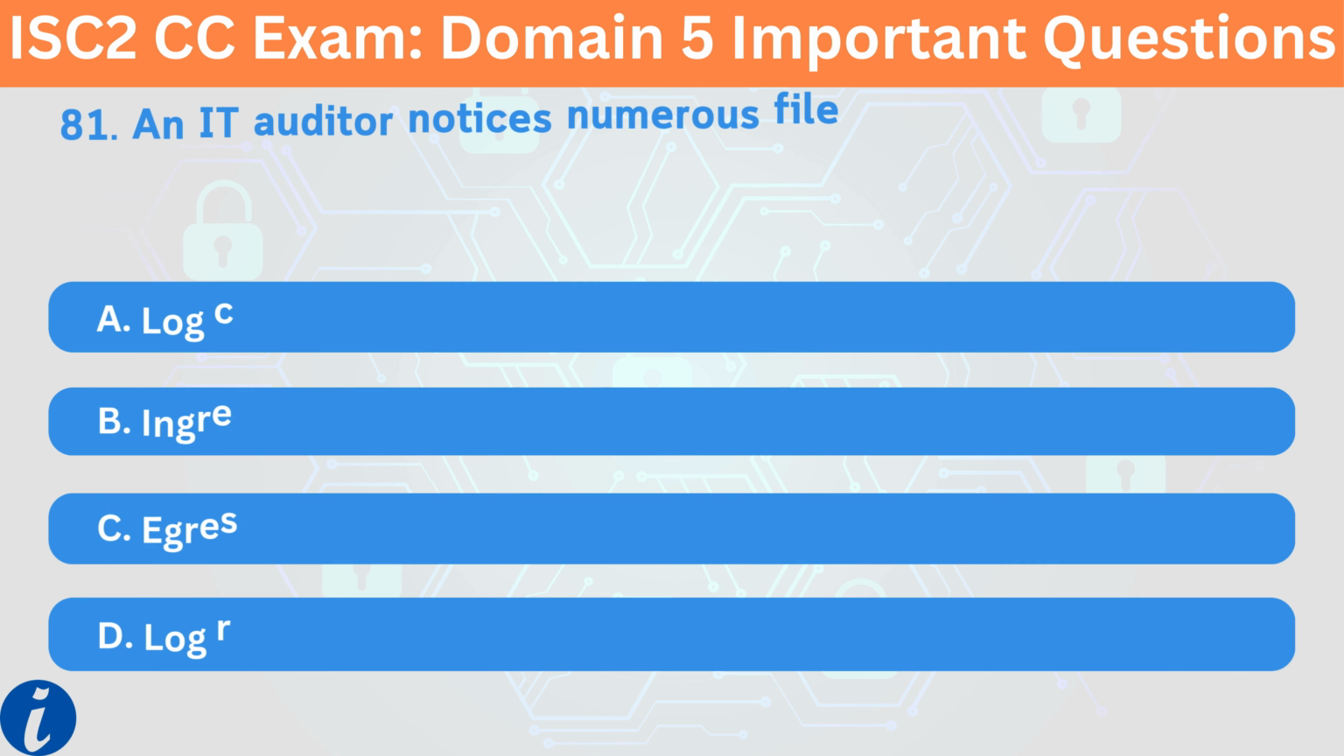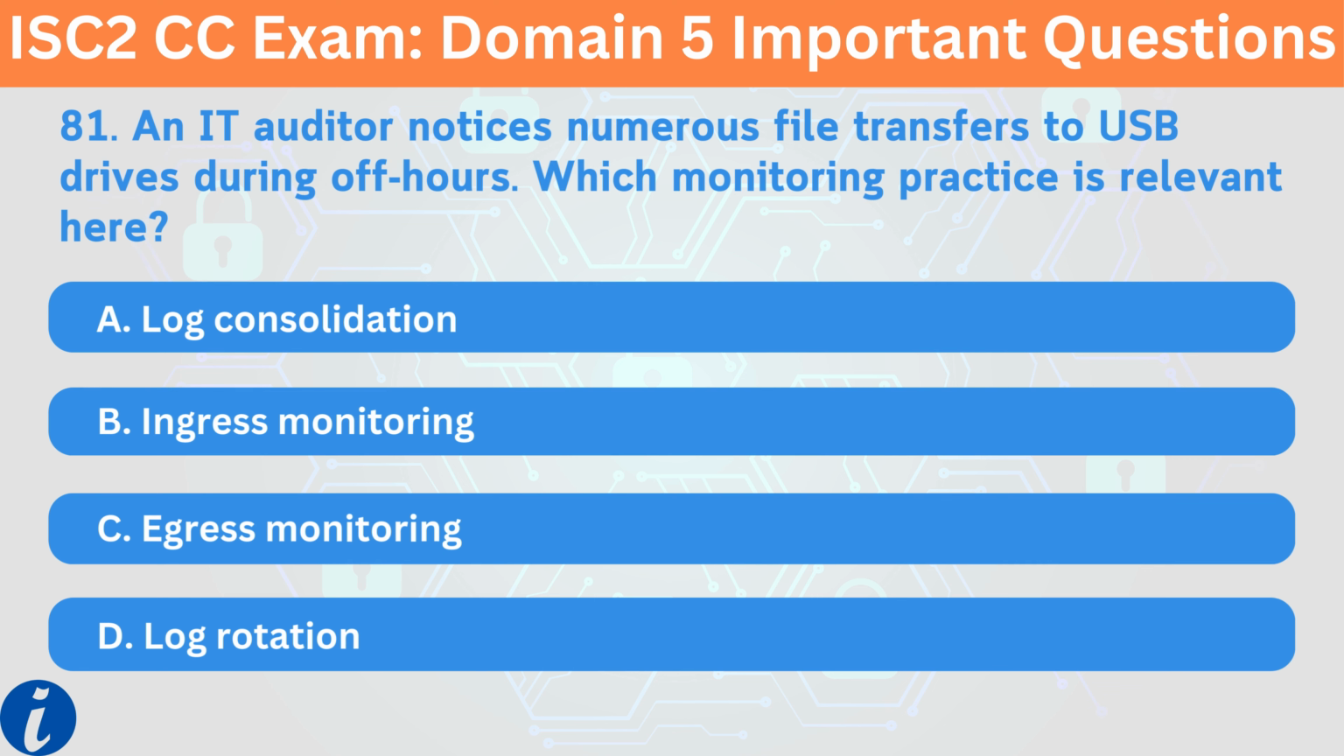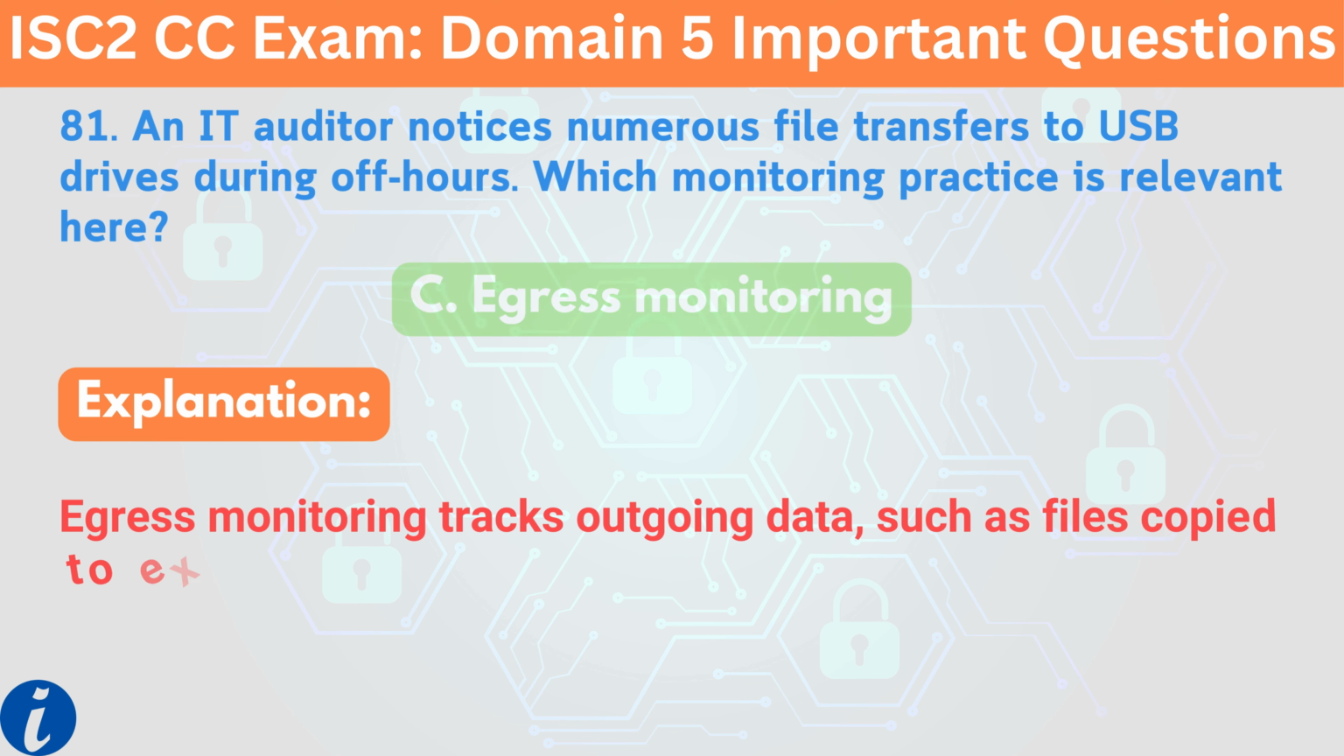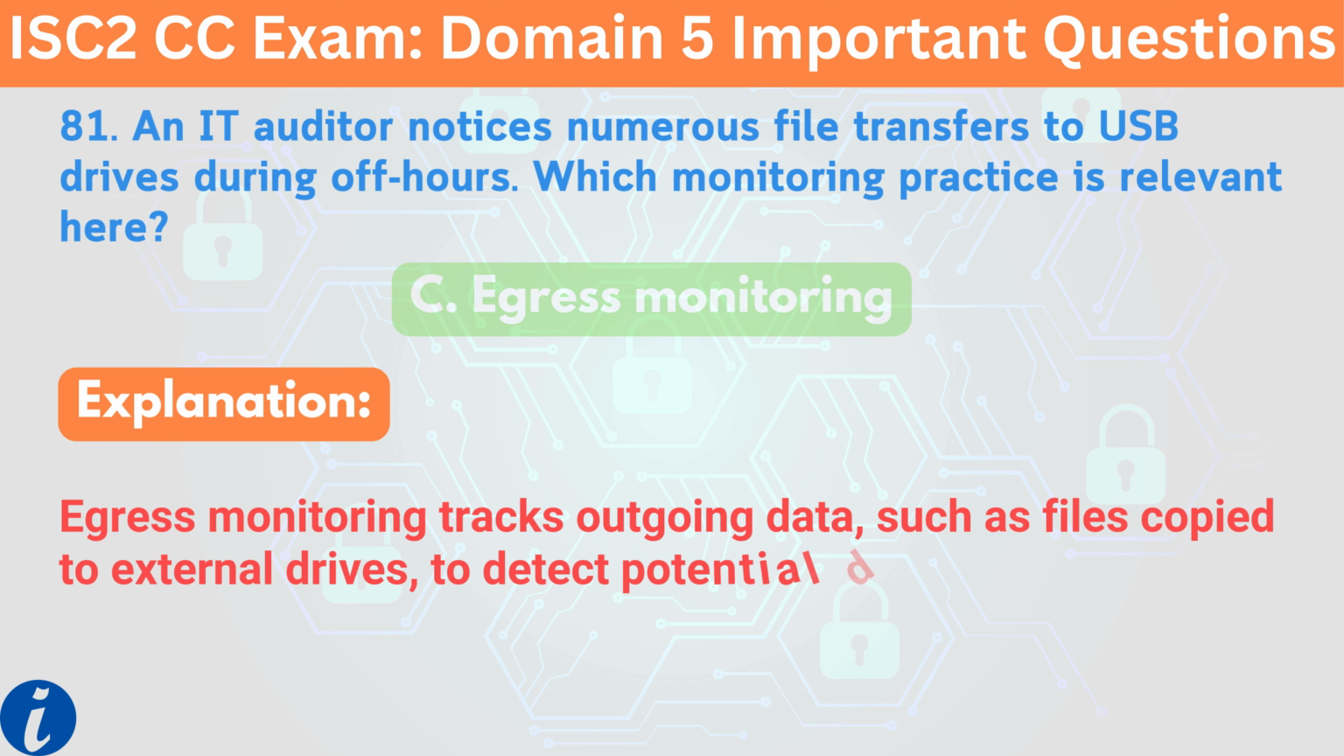81. An IT auditor notices numerous file transfers to USB drives during off hours. Which monitoring practice is relevant here? A. Log consolidation. B. Ingress monitoring. C. Egress monitoring. D. Log rotation. The correct answer is C. Egress monitoring. Explanation. Egress monitoring tracks outgoing data, such as files copied to external drives, to detect potential data theft.